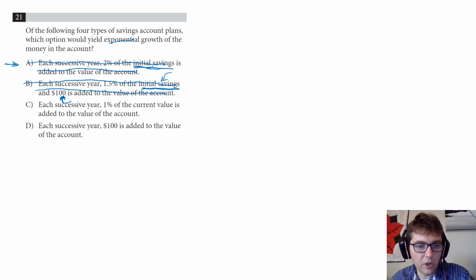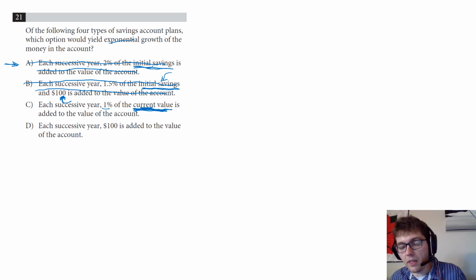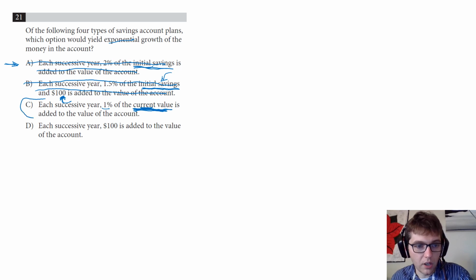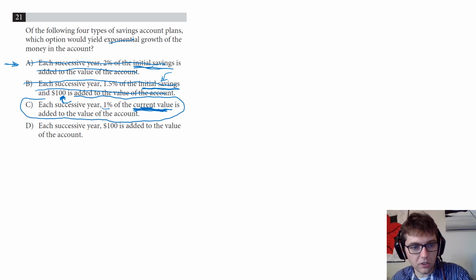C, each successive year, 1% of the current value is added to the value of the account. This is the key word here, is current value. So you get that 1%. The first year it would be your initial value, and then the next year you'd get 1% of the initial value plus 1% on the 1% you got, which sounds small, but boy, compounding interest, powerful thing. So this is the correct answer because it says 1% of the current value.